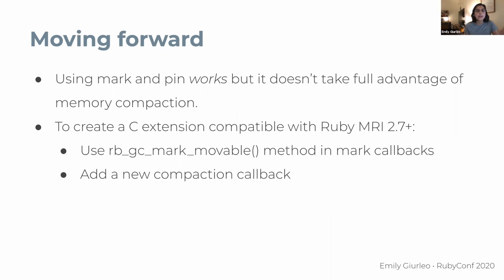Doing this won't take full advantage of memory compaction because what you're essentially doing is preventing some objects from moving. And so that means that, if we think back to the slide where we had our nice empty heap pages, that's not going to happen necessarily because you are keeping some objects in place. So if you happen to get the chance to write a new C extension, you can take full advantage of memory compaction without having to pin any objects in memory. You can support them moving around, and this is how.